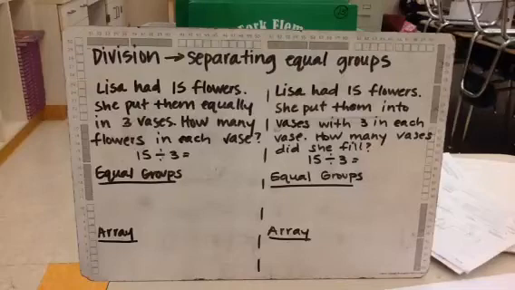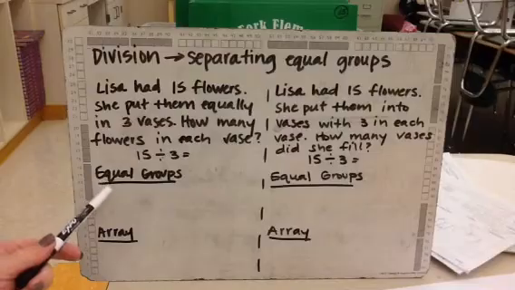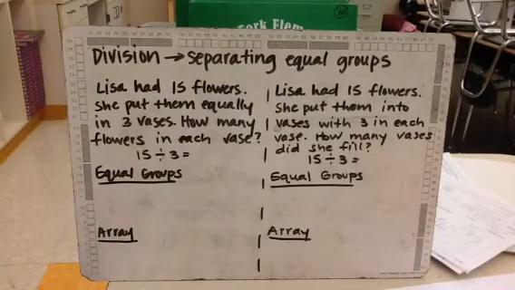In this video, I'm going to be modeling for you two of our division strategies, equal groups and arrays. So first, let's all get on the same page about what division is. Division is when you start with a total number of objects and you separate them into equal groups. So you'll notice it's the inverse of multiplication. Multiplication is joining equal groups, and division is just the opposite. I can take those groups right back apart.